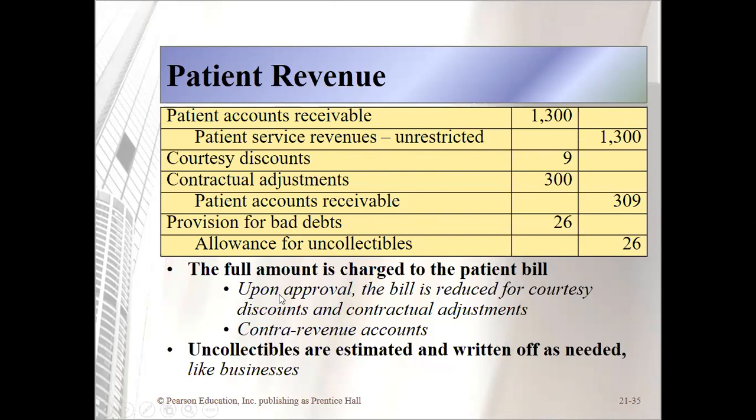Next would be if we now charge to the patient bill the full amount. So we have to deduct the contra revenue accounts to the receivable. So we have the courtesy discounts and the contractual adjustments. Then another one is for the uncollectible portion. So you know this one: debit the expense, credit the allowances. Contractual adjustments could be, for example, coming from Medicare or other health charges.